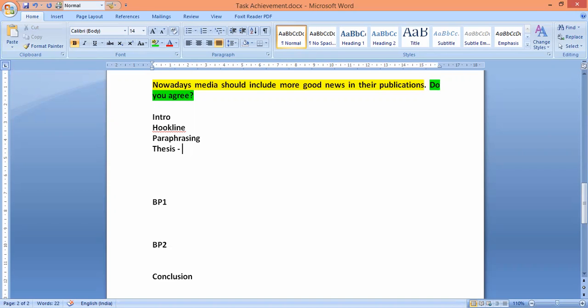For me, if I just break down the main question, right? The question is: nowadays, media should include more good news in their publication. So I need to first understand the good news and the media. I just wanted to understand the question. Once I get clarity on what the demand of the question is, then I'll say whether I agree or disagree, and I can plan my complete essay. Okay.